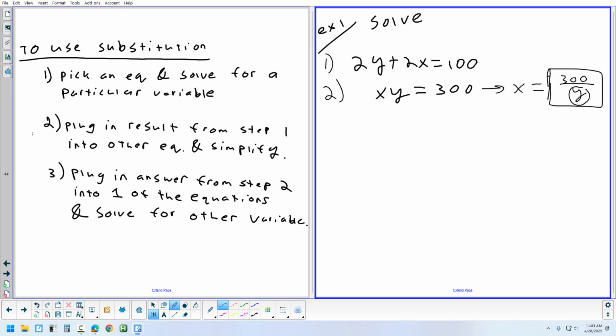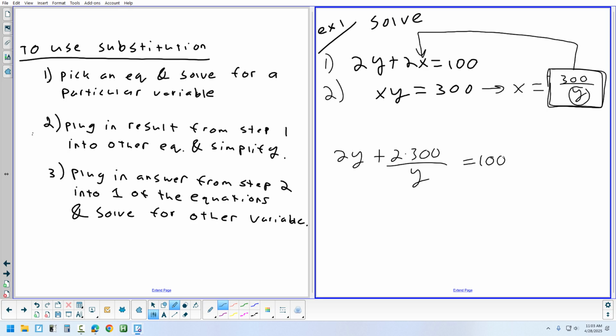What are we going to do now with that 300 divided by y? Plug it in for x. Plug it in for x in which equation? The first one. So you're going to take that and fill it in right there. So we've got 2y plus, and now instead of writing x, you're going to put 300 divided by y. And you can write it just like that. That's fine. It's 2 times 300 over y.